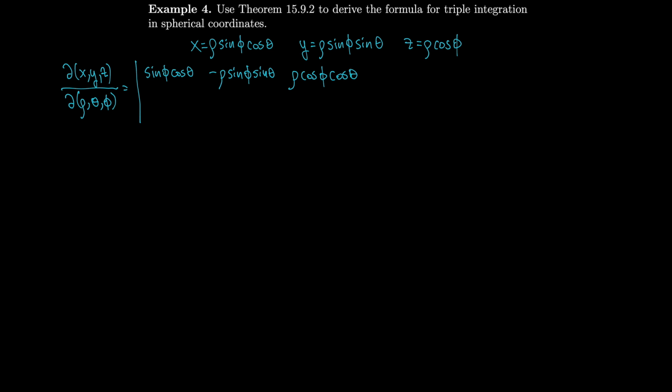Okay, now let's do the partial of y with respect to each of those. So for y, we get sine phi sine theta when we take the partial with respect to rho. Then the partial with respect to theta: for y, we get rho sine phi cosine theta. Then we take the partial with respect to phi, and we get rho cosine phi sine theta. Lastly, we'll take the partial of z with respect to rho, theta, and phi. With respect to rho, that's just cosine phi. With respect to theta, there's no theta, so that's just 0, all constant. And with respect to phi, it's just minus rho sine phi.